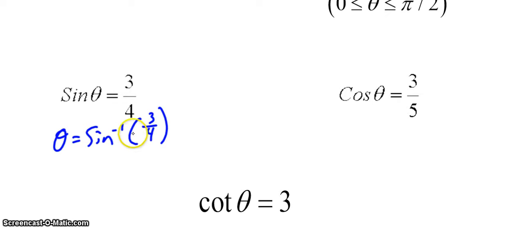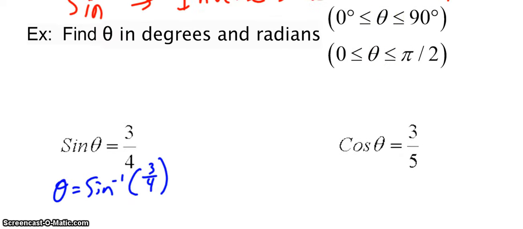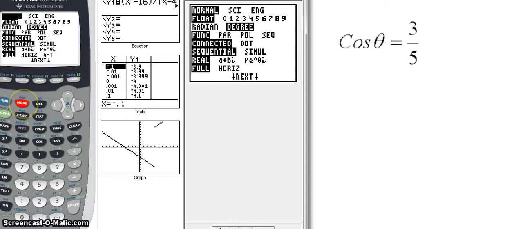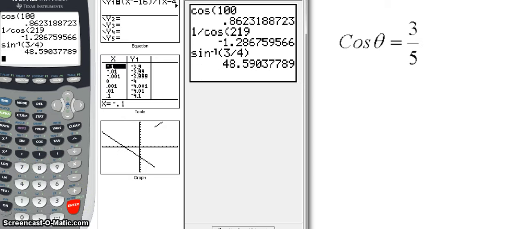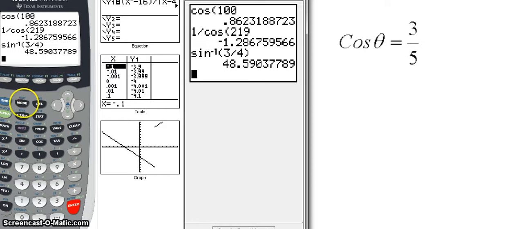So this is what I'm going to type into my calculator. I'm going to do it twice because I'm going to get my answer in both degrees and radians, so I'm just going to have to change the mode on my calculator. So let's see what I'm in right now. I'm in degrees right now. Great, so let's just stick with degrees for right now. So I'm going to do second sine of 3/4. And we get 48.590. So I know theta is 48.590 degrees.